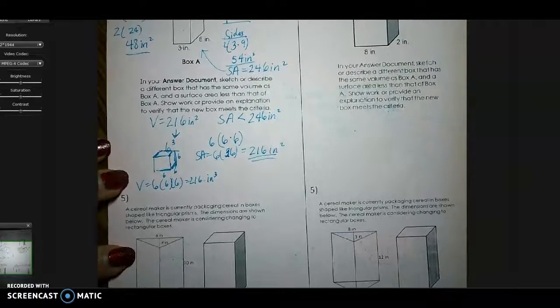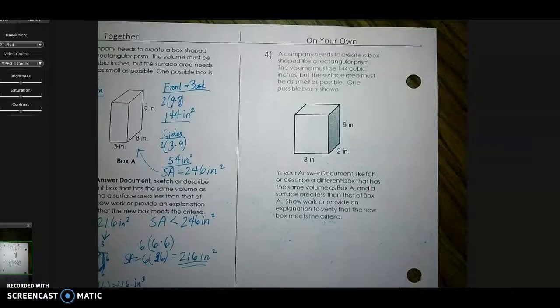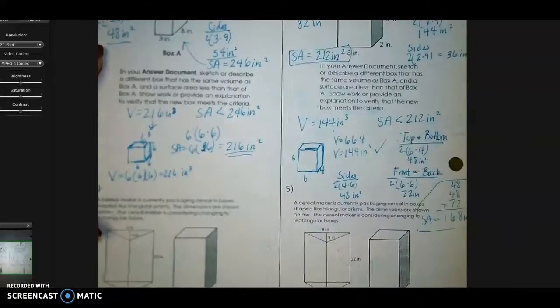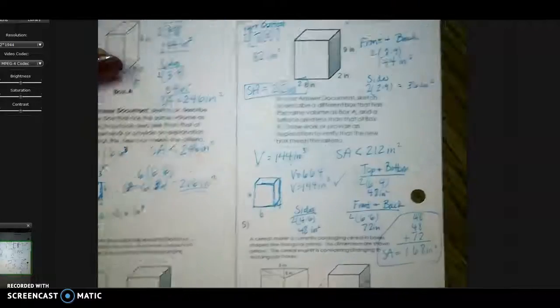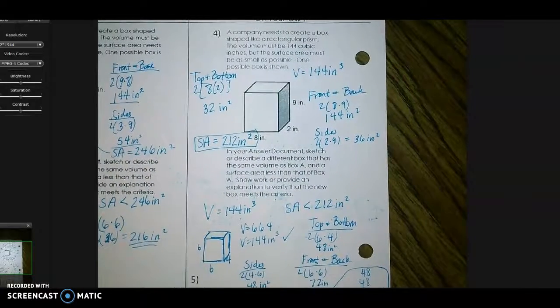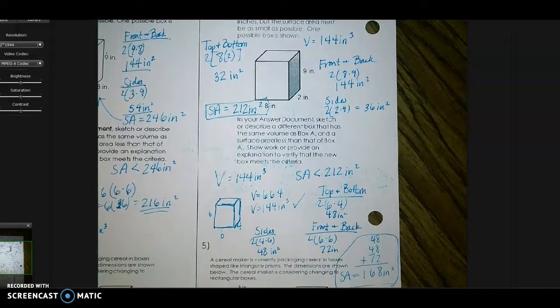Go ahead and pause and see if you can do the same thing on your own over here for this box. All right, so following along with that same concept over here, the one on your own, go ahead and pause this and take a look and see if your work matches up.